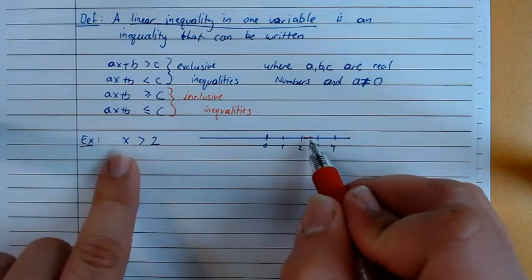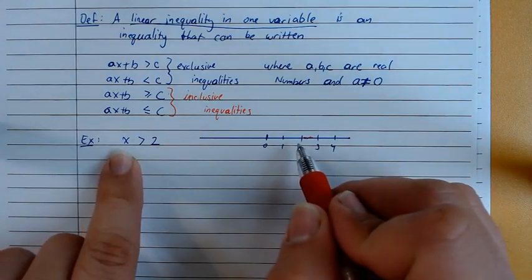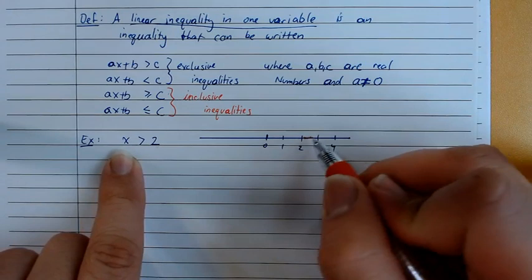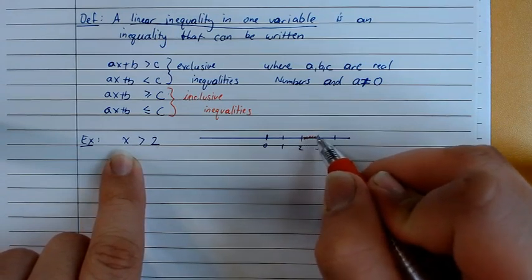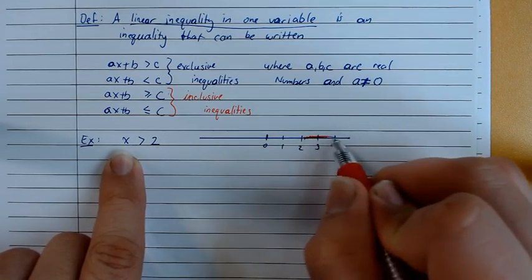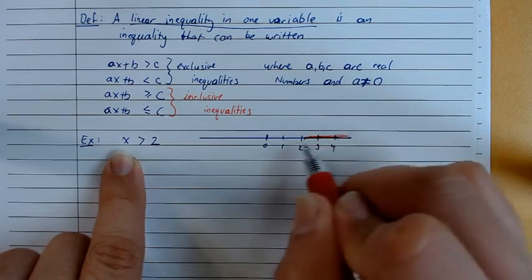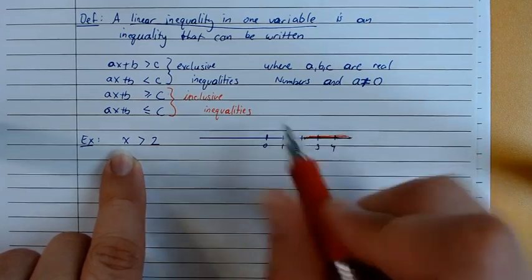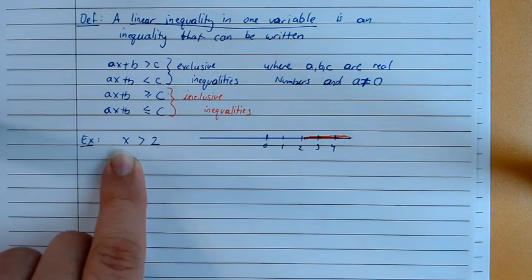Now notice, this does not include the number 2. We want numbers that are to the right of 2, that are greater than 2. That does not include the number 2 itself. So that would only include everything on this side, and it would exclude the number 2. Hence the name, an exclusive inequality.